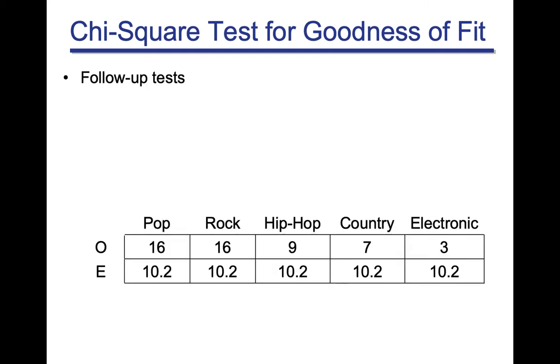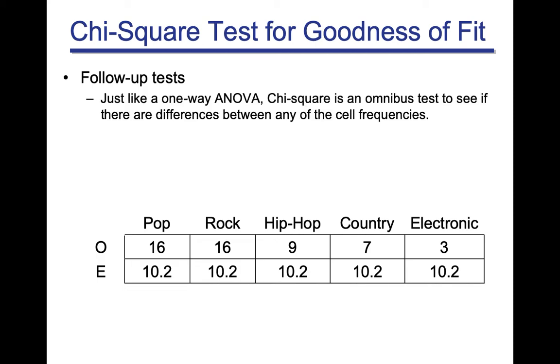Okay, there's differences between what we observed and what we expected. But we need to do follow-up tests in order to pinpoint in which categories we're getting more versus fewer students preferring one type than what we expected. So just like the one-way ANOVA, chi-square is an omnibus test.